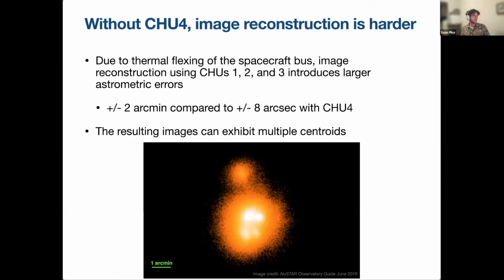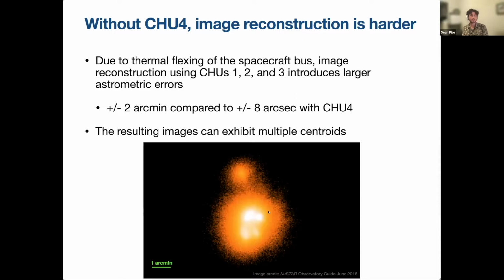And when we reconstruct an image using CHUs 1, 2, and 3, it introduces much larger astrometric errors, plus or minus 2 arcminutes or so, compared to 8 arcseconds with CHU4. And in addition to this, just overall uncertainty as to the pointing of the spacecraft, the resulting images can also exhibit multiple centroids. So here I'm showing an example from the NuSTAR Observatory Guide.